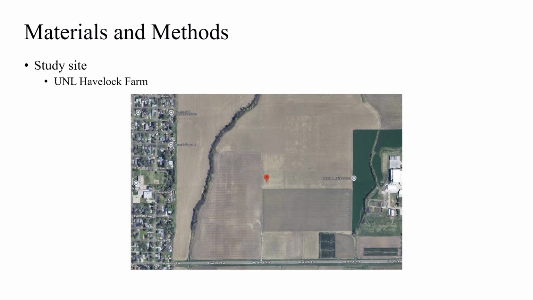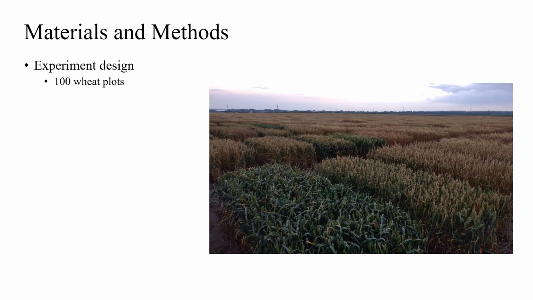The study was conducted at Havelock Farm of University of Nebraska-Lincoln, about 5 miles northeast of the East Campus. The field experiment included 100 wheat plots arranged in an augmented design, consisting of 10 check varieties replicated twice and 80 unique genotypes. The wheat plots were measured or scanned by 3 methods independently.